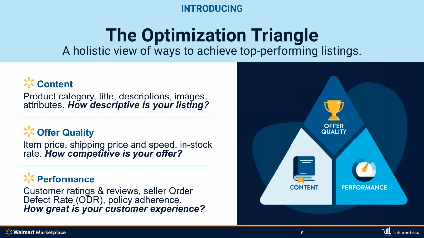Offer quality: Walmart, low prices guaranteed. You need to have a very competitive offer, and that can obviously help your organic rankings as well. And then lastly, performance. Same thing with Amazon with their IPI score. They're going to look at your order defect rate. Are you shipping products on time? What's your return rate? Are you having a good customer experience?